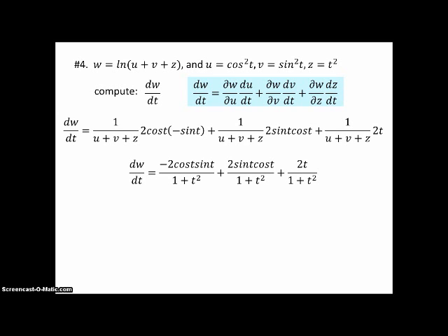So now we have this result. And notice that the first two terms cancel. Isn't that nice? And so our final answer is just 2t over 1 plus t squared.